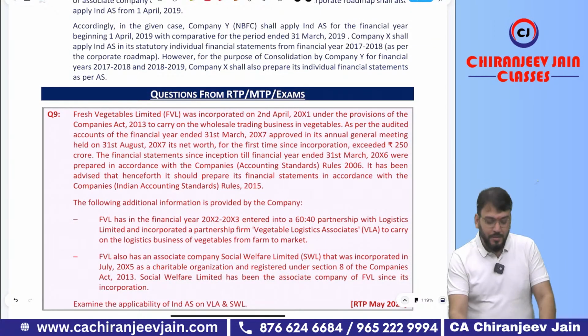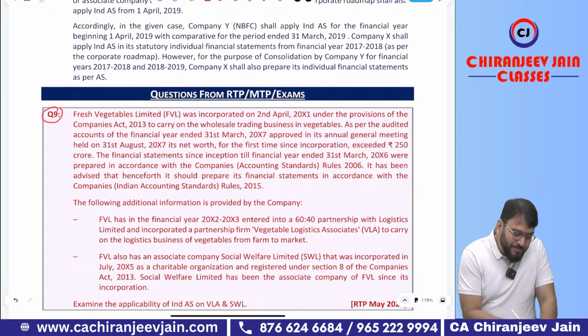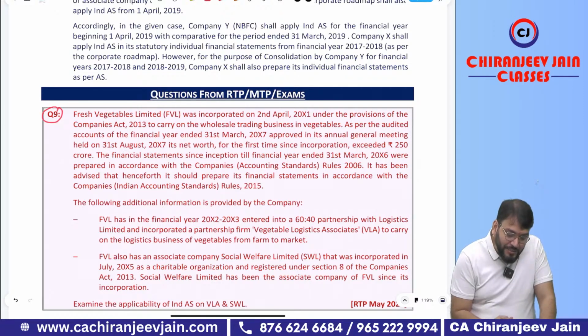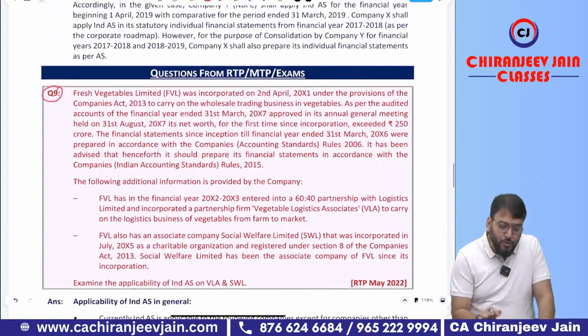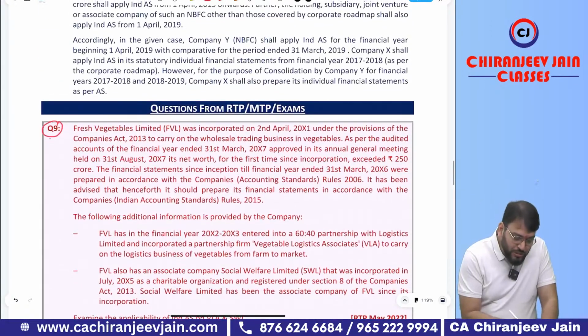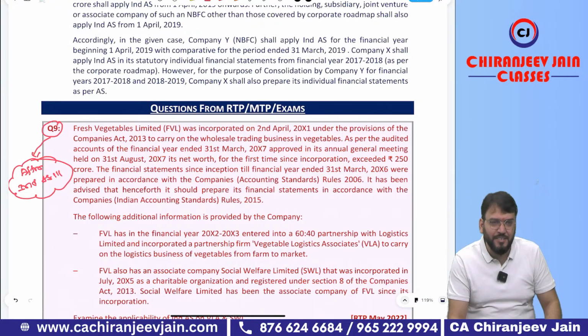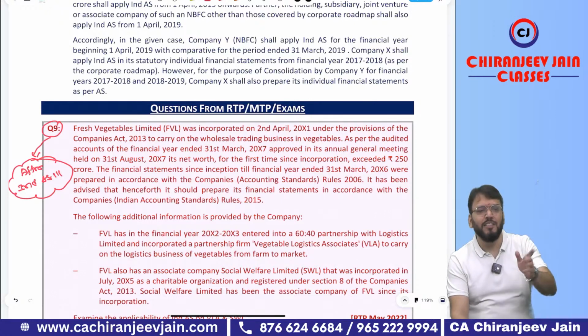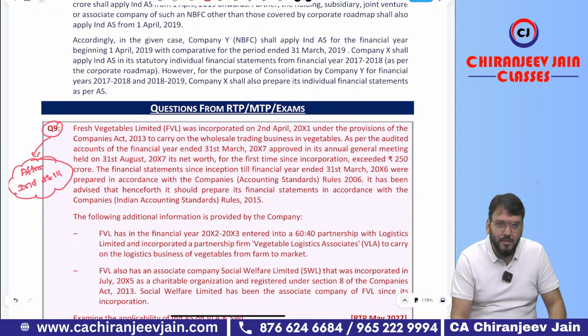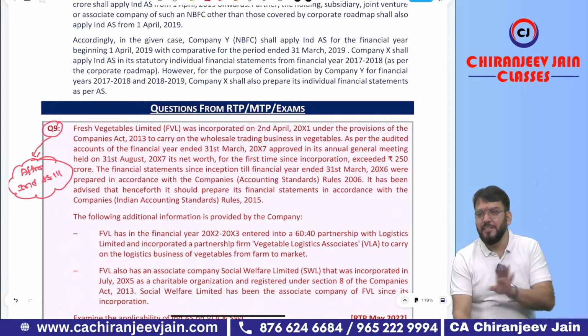Done? Correct. Now this question number 9, there is one word, joint arrangement. Right now you don't know what is joint arrangement. So this question number 9, do after Ind AS 111. Just write down and leave. Even though you read some point, you will not be able to understand, and I don't want to explain right now what is joint arrangement, because that will be covered in a separate chapter.